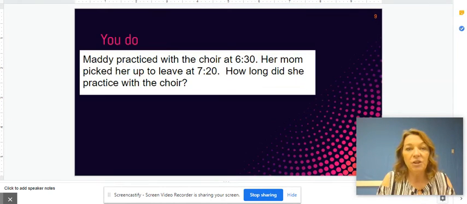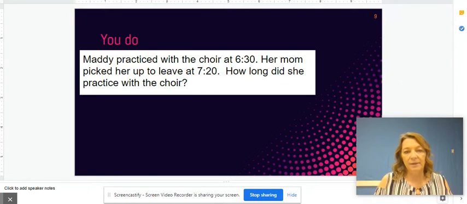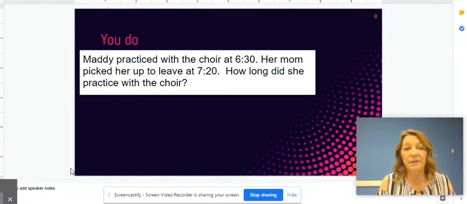All right, now it's your turn. You do this one. Maddie practiced with a choir at 6:30. Her mom picked her up to leave at 7:20. How long did she practice with the choir? So right now, I want you to get out that paper. Are you going to do a T-chart or are you going to do a number line? You get to pick which one's going to work best for you. Pause the video right here and I'll see you back when you're done.